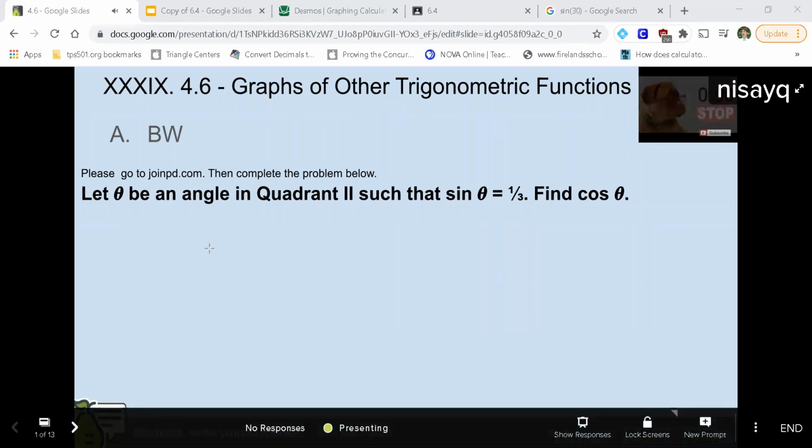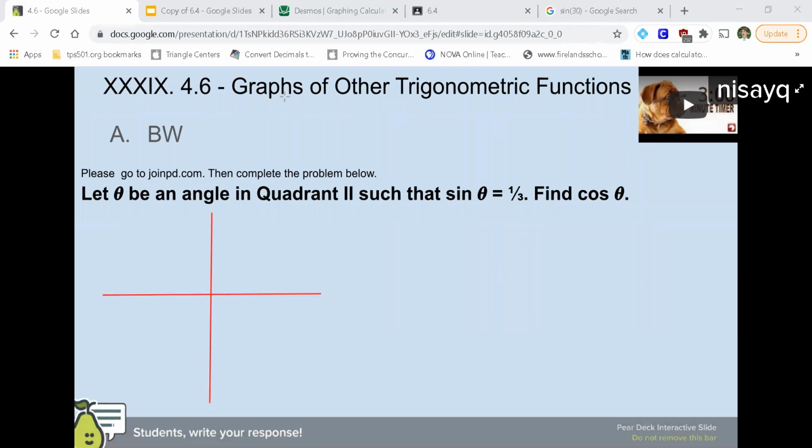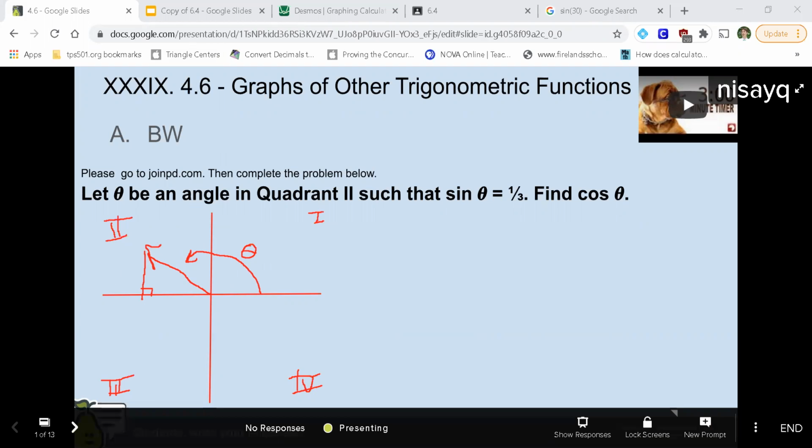Okay, let's go over it. So it helps if you draw a picture of it. This is quadrant 1, 2, 3, and 4. Our angle in quadrant 2 will be right here, about. And if we connect that angle to the x-axis, it makes a right triangle.